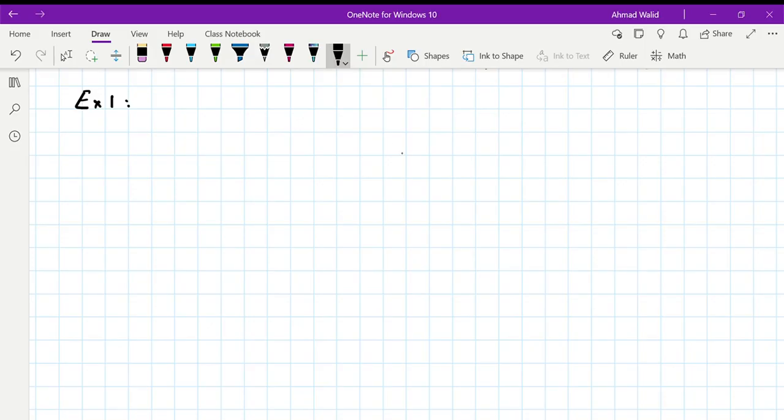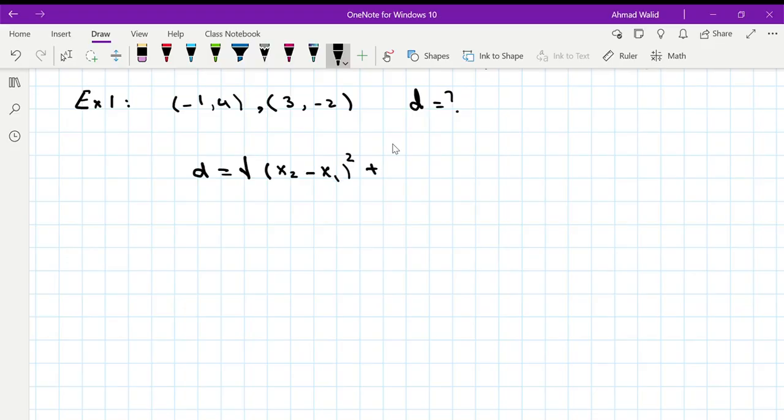Find the distance between points -1 and 4, and the second point is 3 and -2. They're asking you to find the distance between these 2 points. First thing first, formula. D equals the square root of x2 minus x1 squared plus y2 minus y1 squared, correct? That's the square root of it.